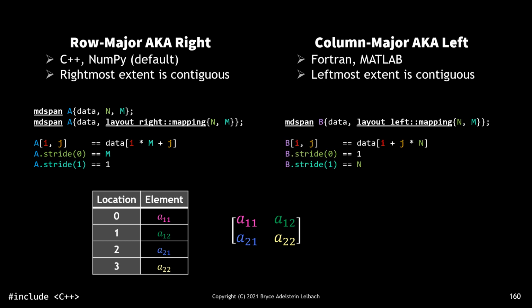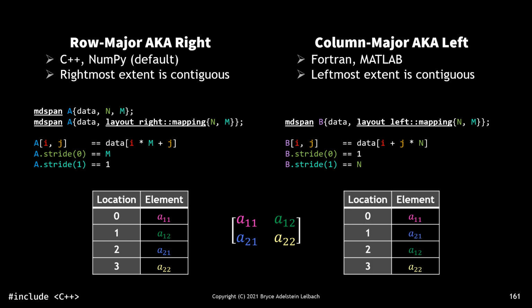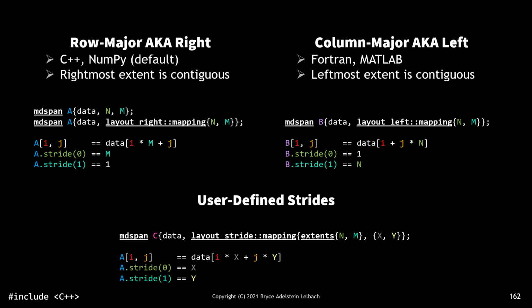With layout left, the leftmost extent is contiguous. Its stride is 1, and strides increase left to right as the product of extents. This is the layout used by Fortran arrays and by MATLAB. If we had a 2x2 matrix in layout left, the two elements in the first column would have data locations 0 and 1, and the two elements in the second column would have data locations 2 and 3. There's also a standard layout that allows you to explicitly specify the strides for each extent.